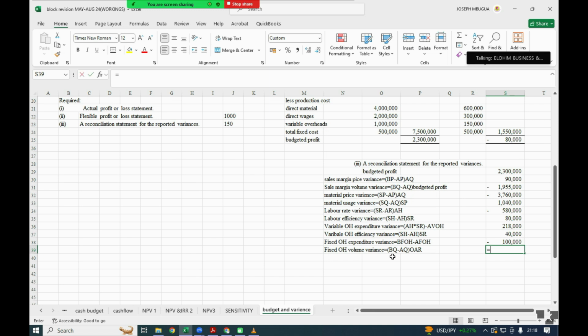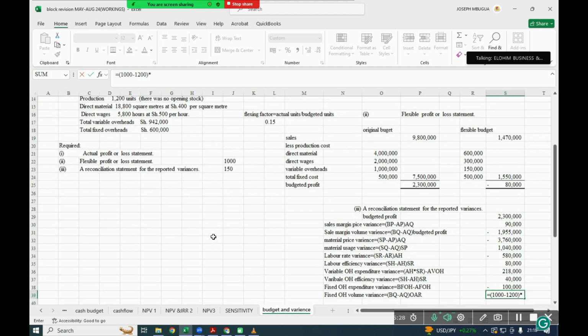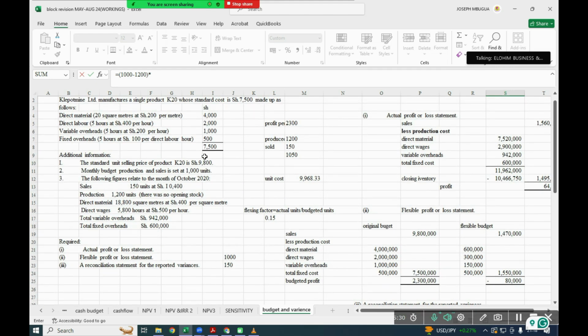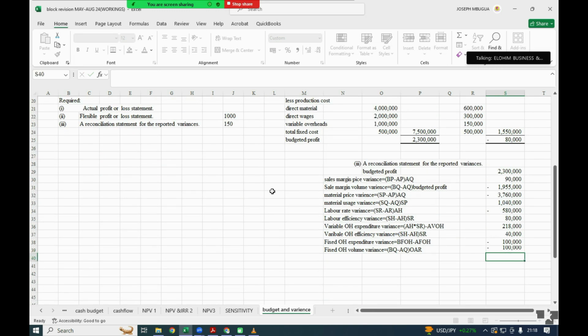So we had budgeted to produce 1,000, but we ended up producing 1,200 as our actual, and they are being absorbed at a rate of 500. The overhead absorption per unit is 500. So we don't take per hour, but per unit, which is 500.